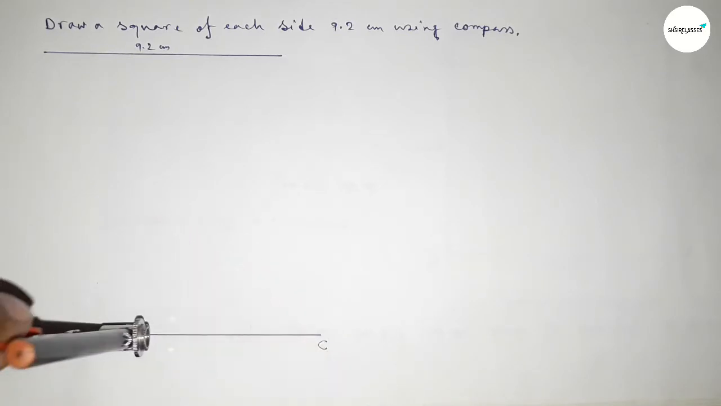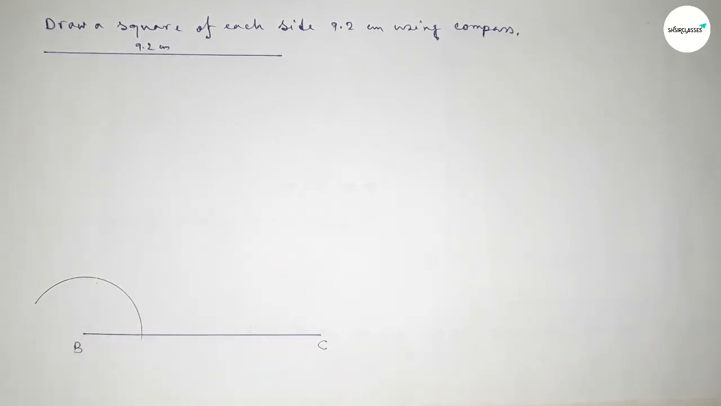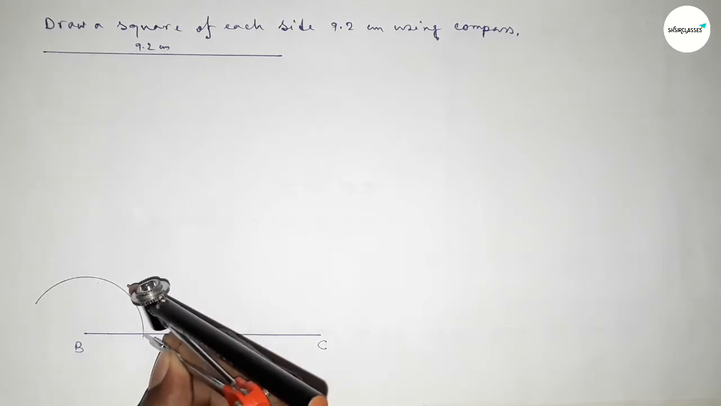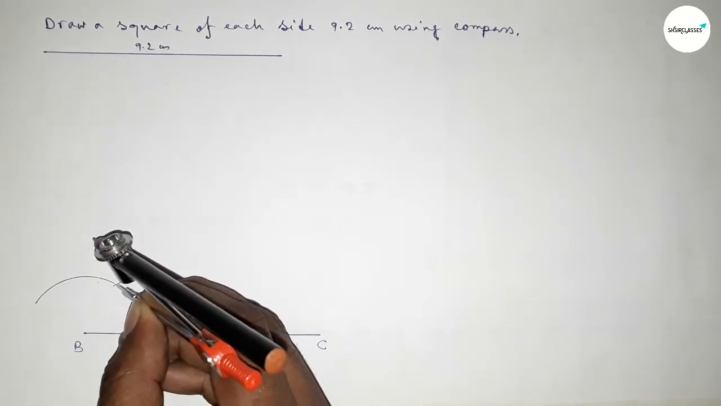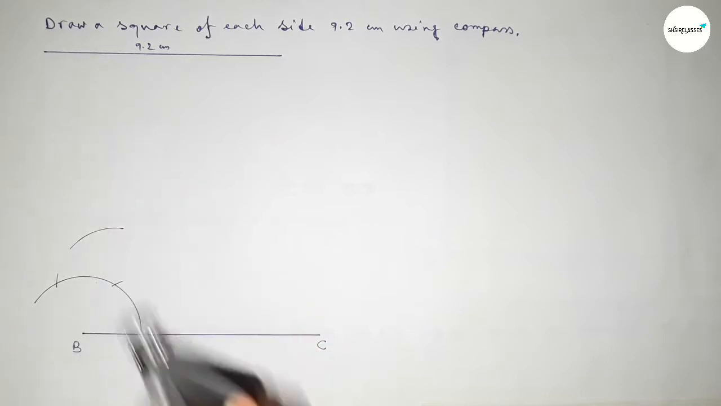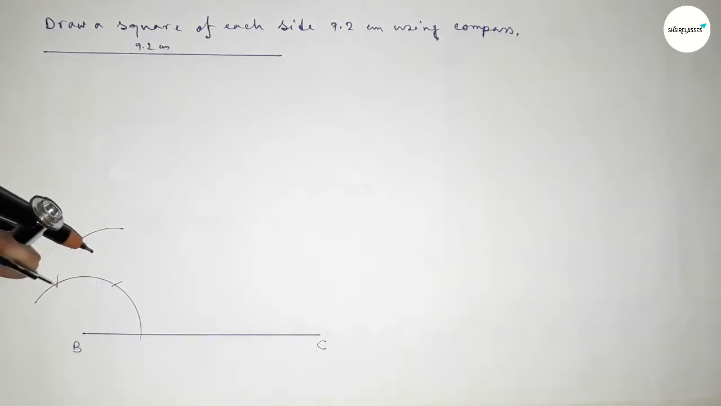So putting the compass here and drawing an arc by this way, again with the same length, and putting the compass here and cut here, and putting the compass here and cut here, and drawing an arc here, again with the same length, and putting the compass here and cut here. So both the curves intersect at a point.